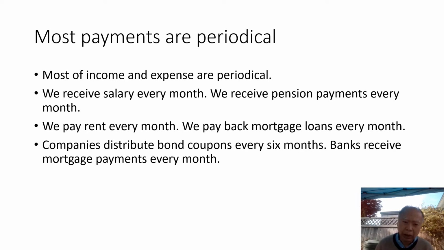We pay rent every month. We pay back mortgage loans every month. We pay tuitions every term. Companies distribute bond coupons every 6 months. Banks receive mortgage payments every month or every 2 weeks.